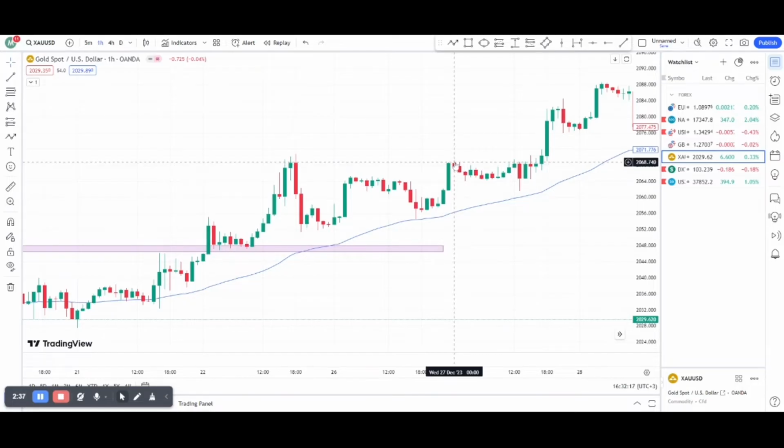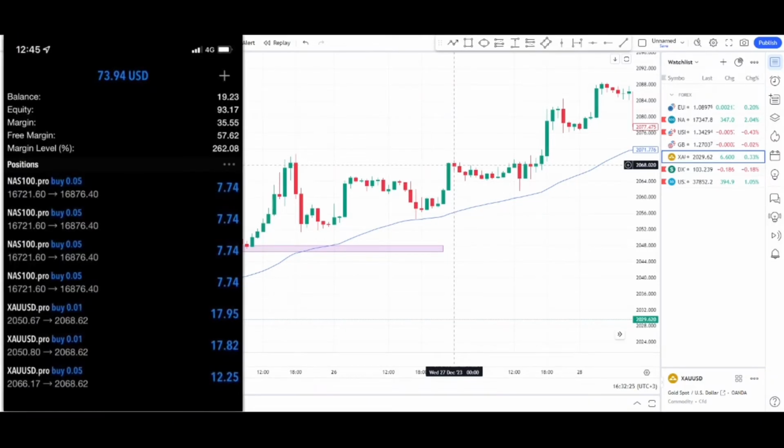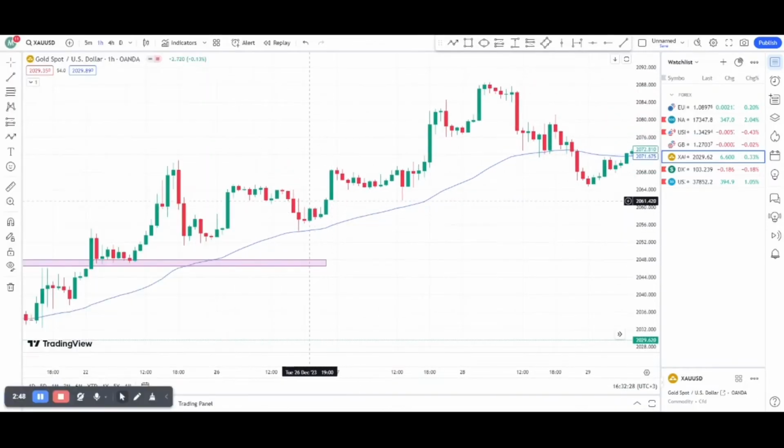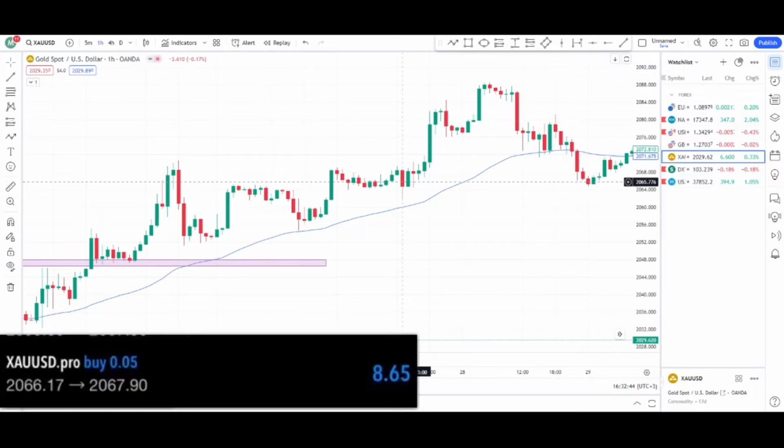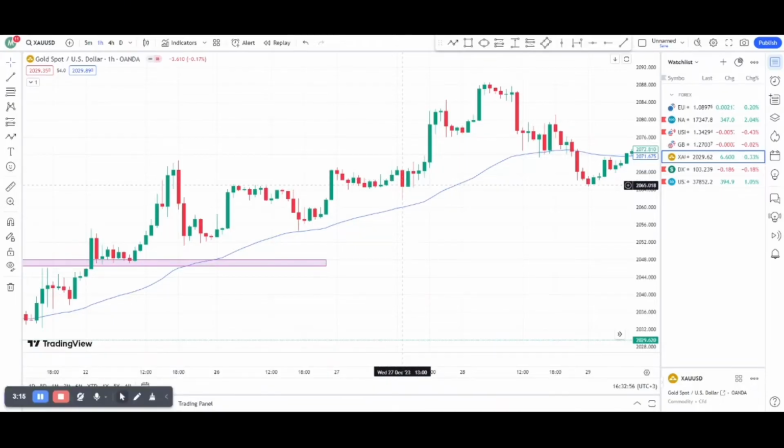You can see at 2068 my current floating profit is around $73 at this place, and the market really retraced guys, but I still held on because I was sure of the direction of the market. So at 2066, when the market retraced, I entered a buy at this area. I took another position with an even higher lot size because I was sure the market was going to go higher and higher. I used 0.05, which was my overall game changer because it was the trade that helped me.